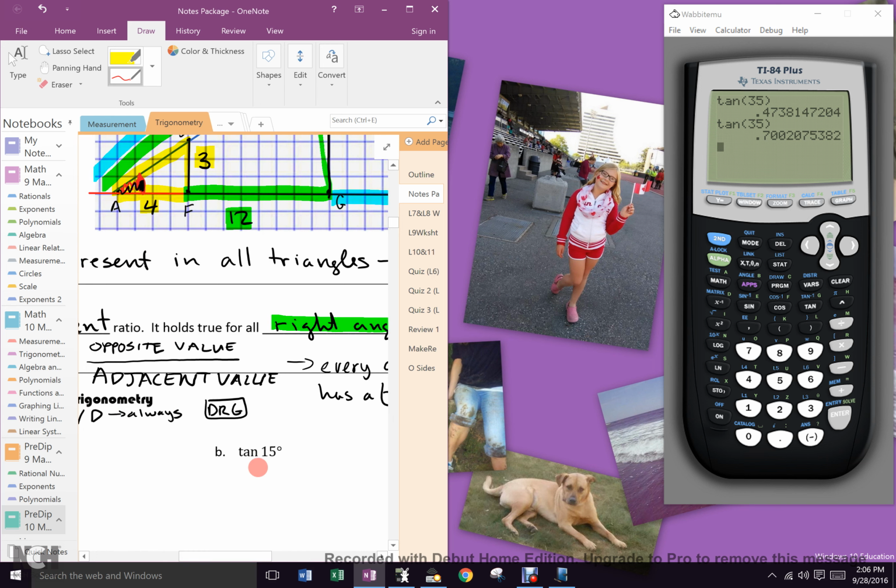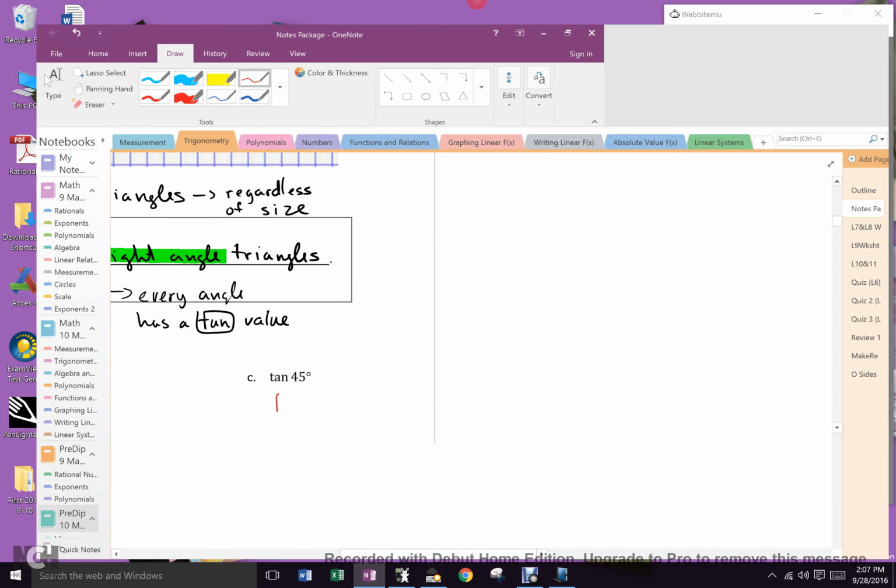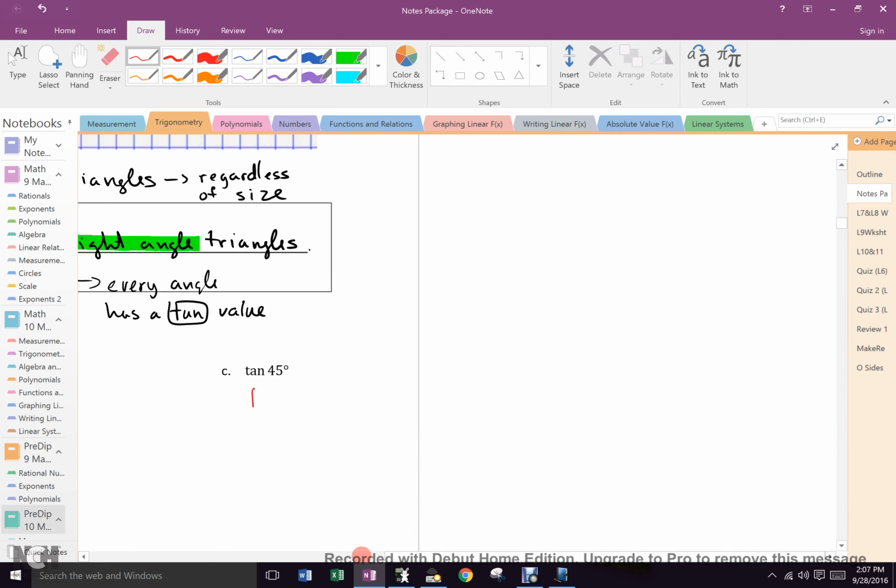Now, what's tan 15? Use your calculator, tell me what the decimal is. 0.267. Everybody cool? Everyone's able to do this, yes? Okay. What's tan 45? 1. Everybody with me? Is everybody good?